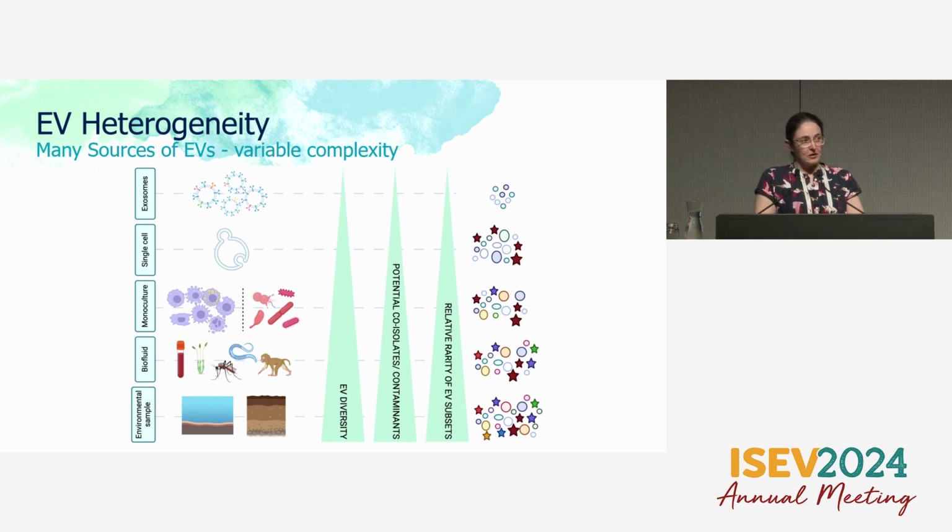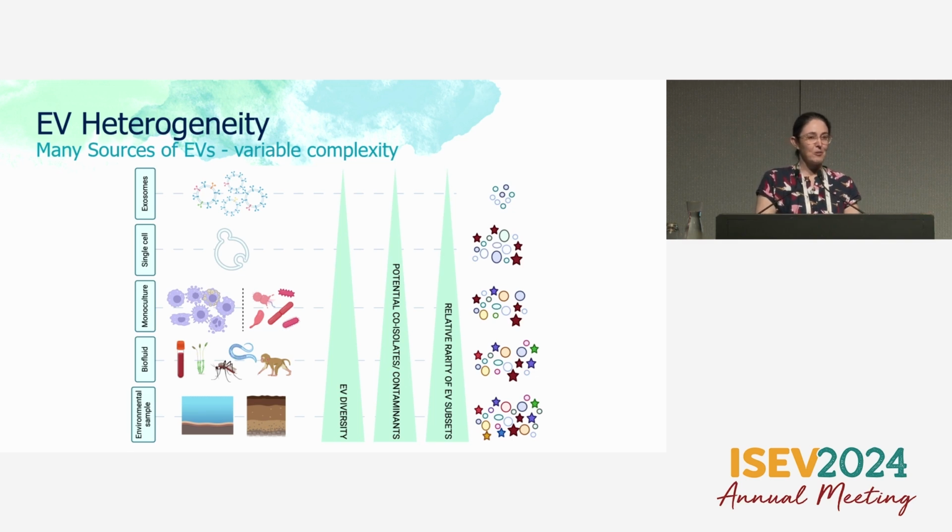Then we have monoculture, and many people will be doing cell cultures. They will be using single cell lines, adherent or suspension, bacterial lines, amoebae, and so on. If you look just at the picture, the variability of the states of cells even within a monoculture can really vary. So you get another layer of complexity, not only in the EVs that are produced, but also in the contaminants.